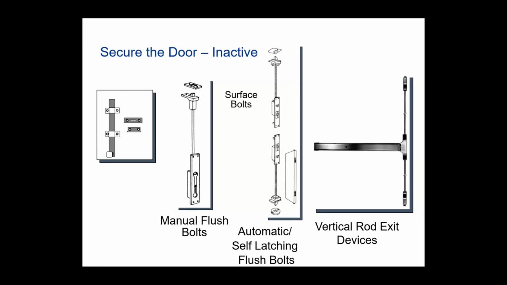You then have vertical rod exit devices, whether concealed or surface applied. These work just like a flush bolt, where they will shoot up into the head of the frame and also into the floor. And whenever you press on the exit device to leave, you're able to retract those bolts and open the door, and then once it closes back, it will shoot up again.